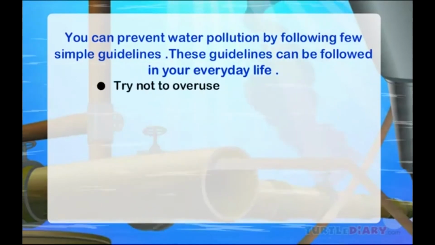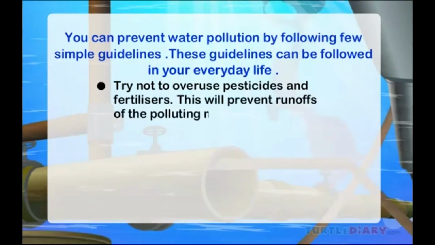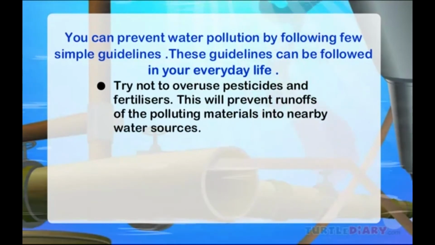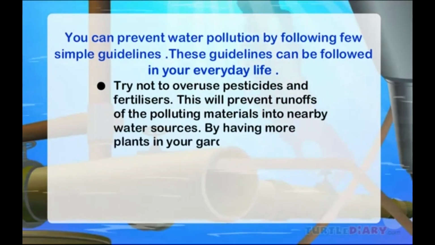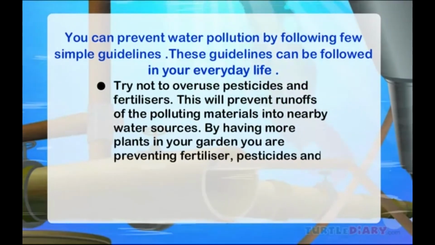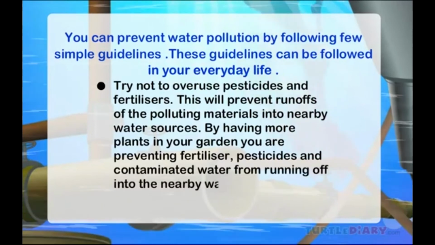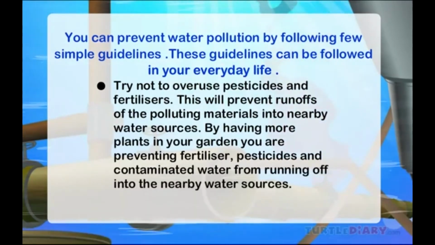Try not to overuse pesticides and fertilizers. This will prevent runoffs of the polluting materials into the nearby water sources. By having more plants in your garden, you are preventing fertilizer, pesticides and contaminated water from running off into nearby water sources.